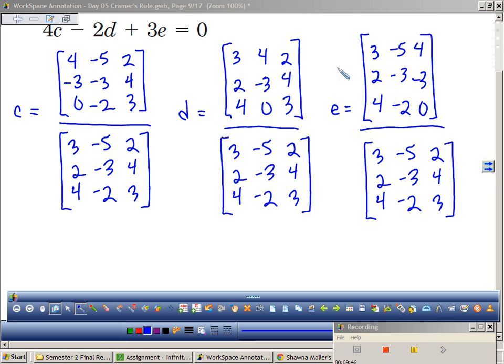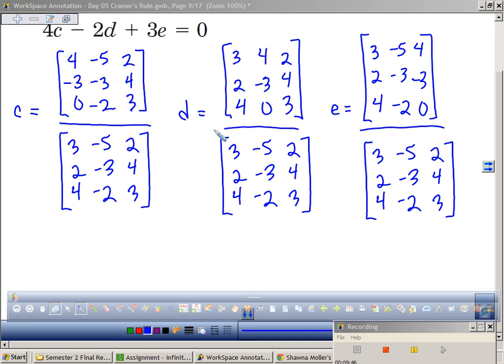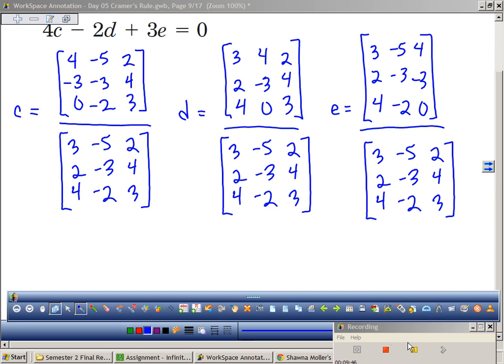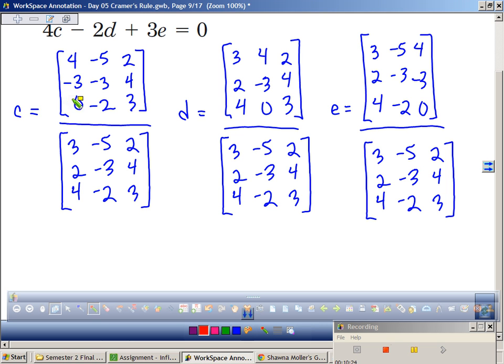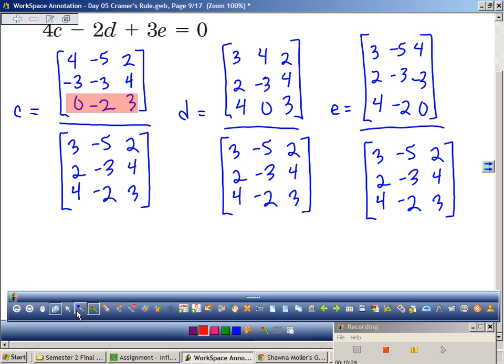So you have 4 expansions to do here. Wait, how many? See why I'm complaining? Okay, so which would be the easiest row to expand? The bottom. So I'm going to highlight that one. We're going to expand this one. When I expand it, so this is just C. That's all we're doing right now.